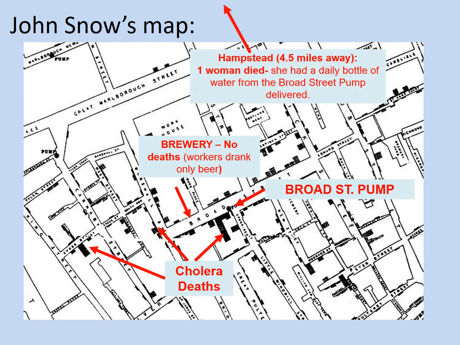But also, curiously, over in Hampstead, about 4.5 miles away, one woman died of cholera, even though no one else on her street did. But John Snow investigated. Turns out that she had a daily bottle of water from the Broad Street pump delivered, as she used to live there and she missed the taste of it. Yuck. So that explains why she died. Previously, people had supposed that she had died as a result of miasma. Not the case.